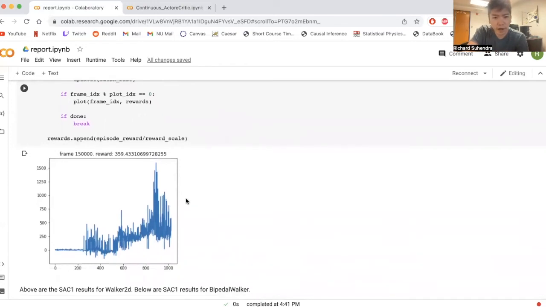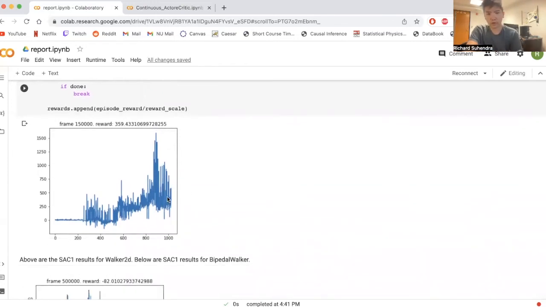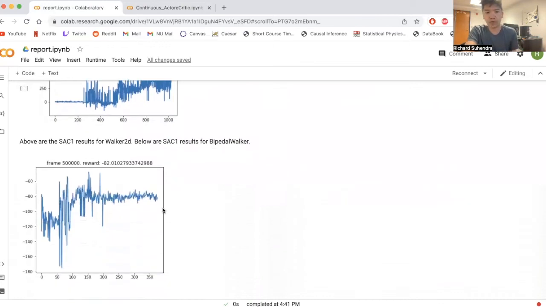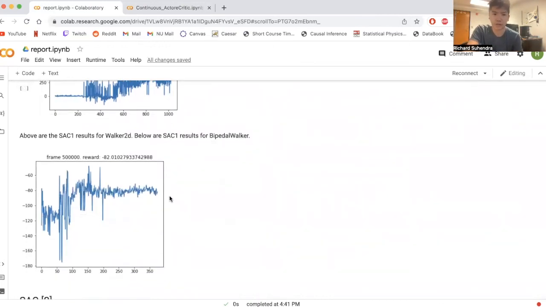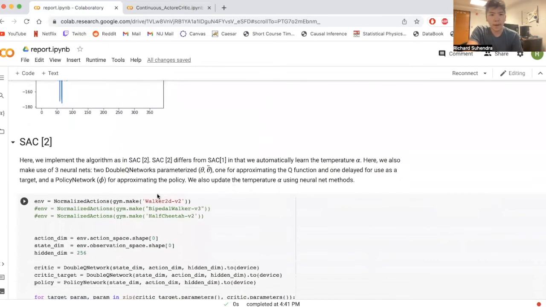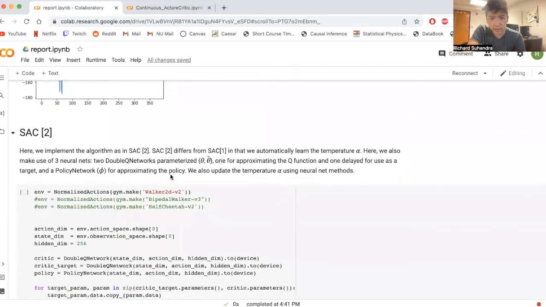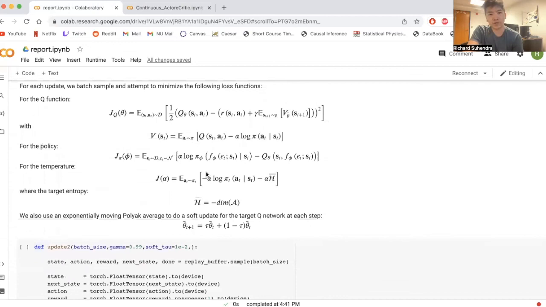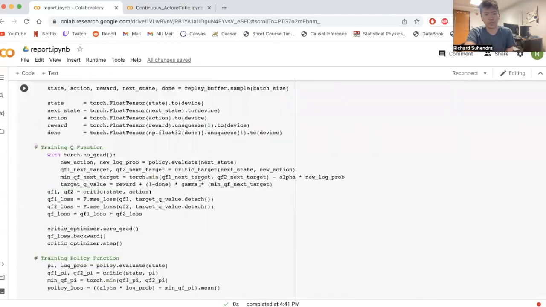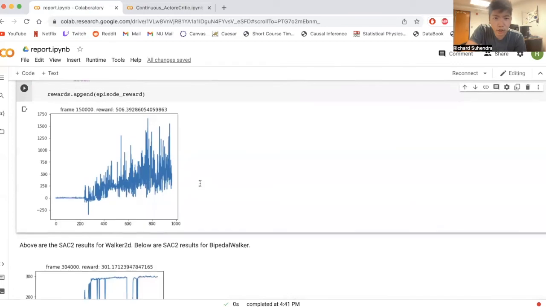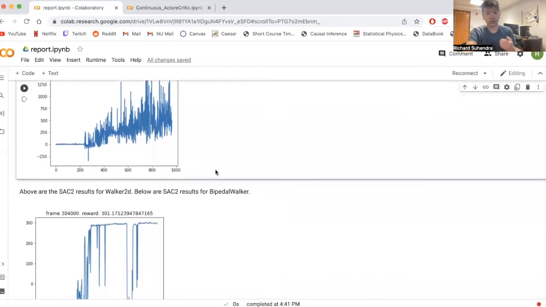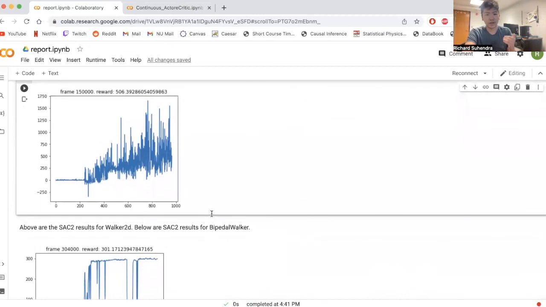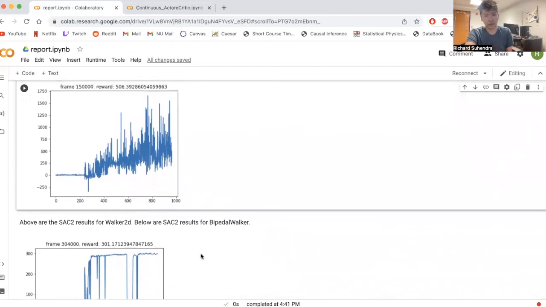We see that SAC1 performs quite well on the Walker 2D environment compared to actor critic, but it doesn't perform that well on the bipedal walker compared to actor critic. It actually fails to converge. SAC2 has the idea of automatically learning this temperature alpha using neural network methods. As you can see, this is the loss function that we're trying to optimize to get to the optimal alpha. If we look at our results, we can see that it performs better in both environments than the actor critic or SAC1.